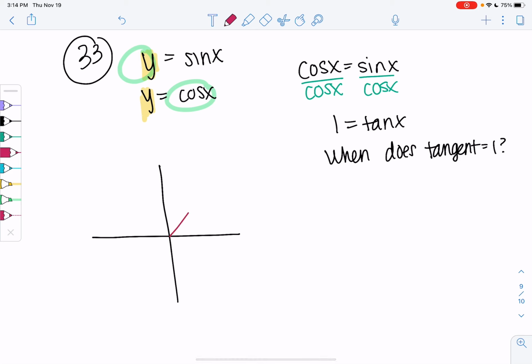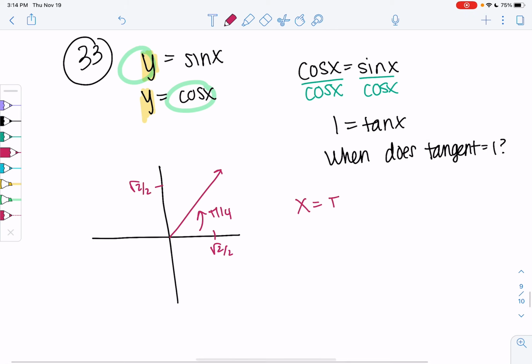But tangent equals 1 when we have root 2 over 2 and root 2 over 2. And that was the angle pi over 4. So one of my solutions for x is pi over 4. We may or may not remember, but we can go around the circle multiple times. So we'll go 2 pi k, right? You can go around and around and around.